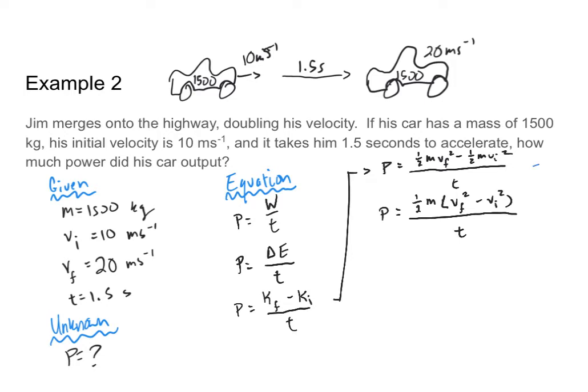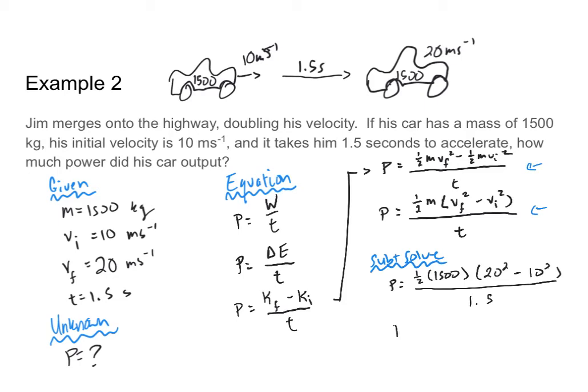Regardless of whether you choose this option or this option, whether you choose to factor or not, it is time to sub and solve. So power is equal to 1/2 times my mass times my final velocity squared minus my initial velocity squared, all over 1.5. And when I throw that in my calculator, I'll get that my power is equal to 150,000 watts or 150 kilowatts.